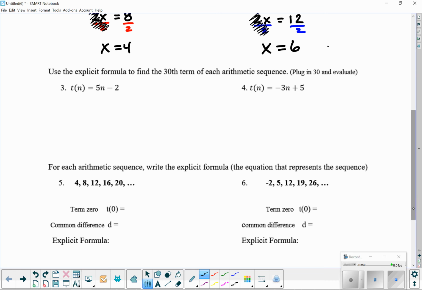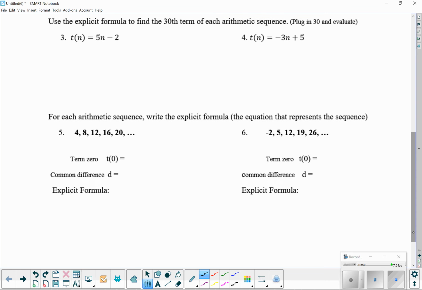Okay, number 3. Use the explicit formula to find the 30th term in each arithmetic sequence. Plug 30 in and evaluate. Okay, so you got a hint, right?